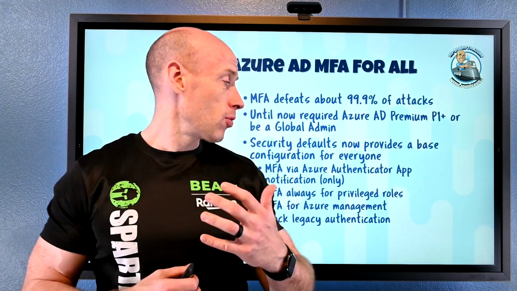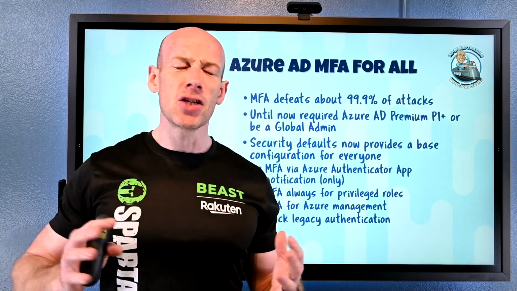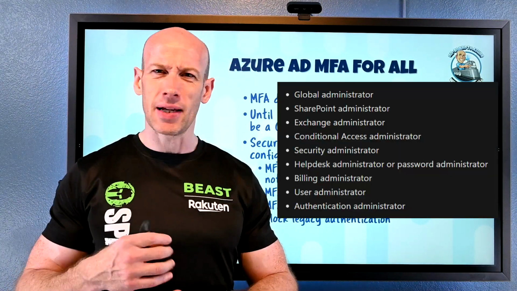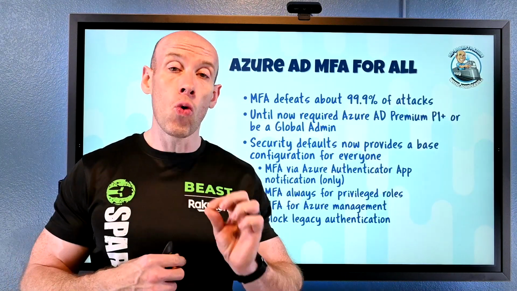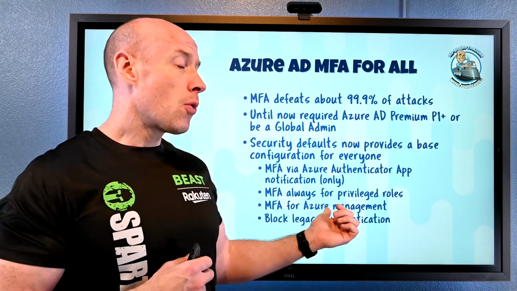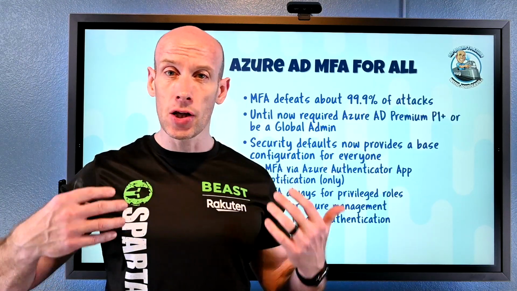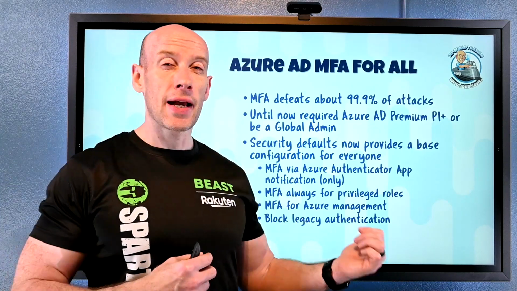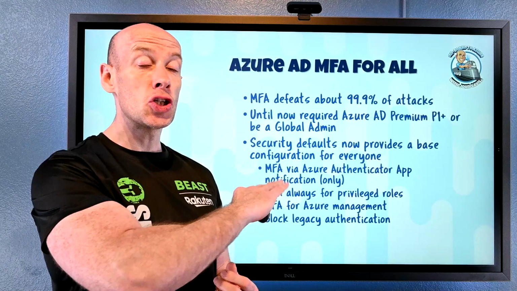I can turn it on for everyone. For privileged roles, there's a bunch of these. There are things like global admin, SharePoint admin, Exchange admin, conditional access admin. There are others; they're in the documentation. They will always have to do MFA. If I want to do Azure management, if I'm using the portal, PowerShell, or CLI as a regular user, I'm going to have to MFA. It's also going to block legacy authentication. Legacy authentication cannot use MFA, and so it's going to turn that off.